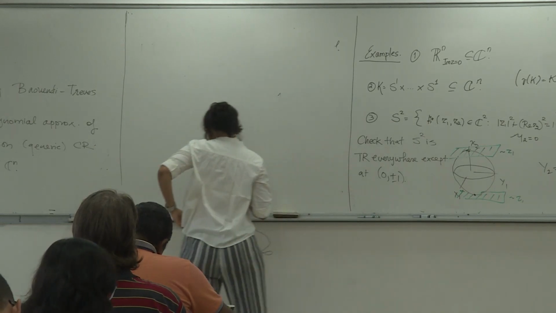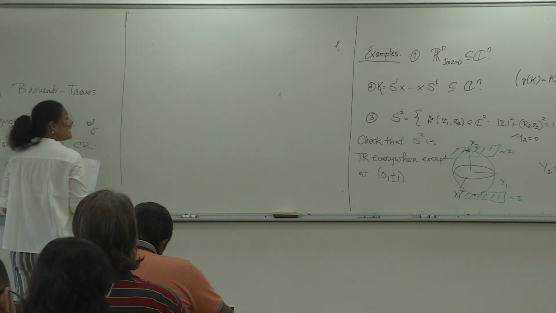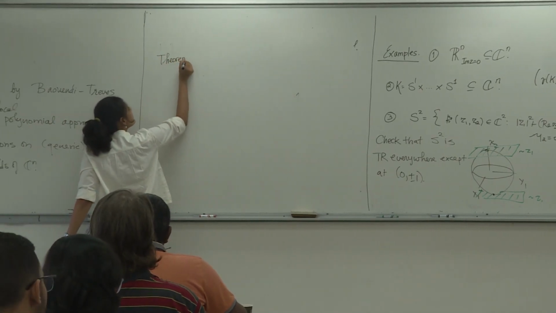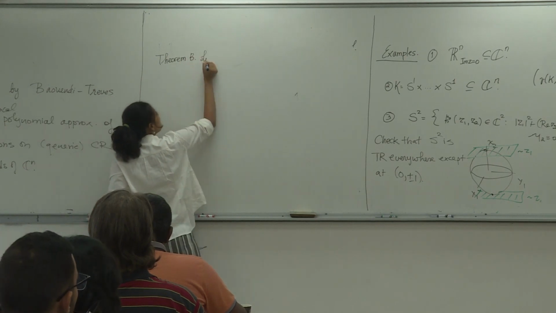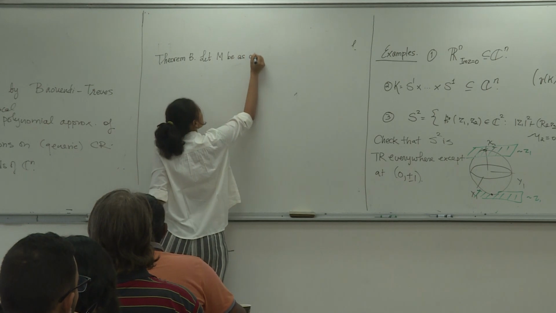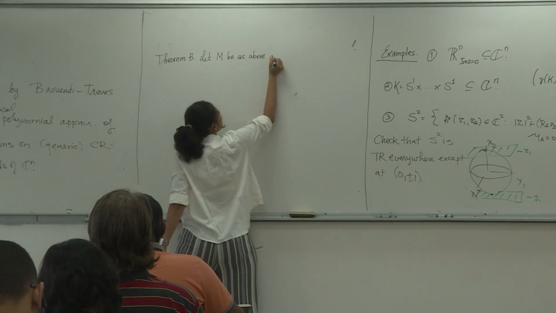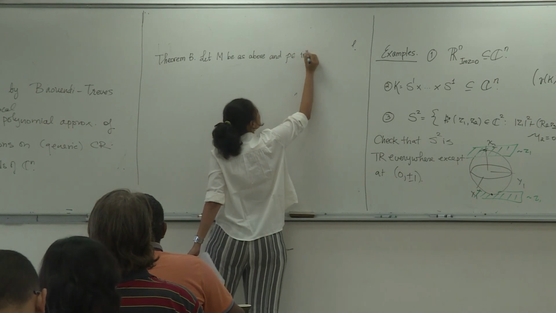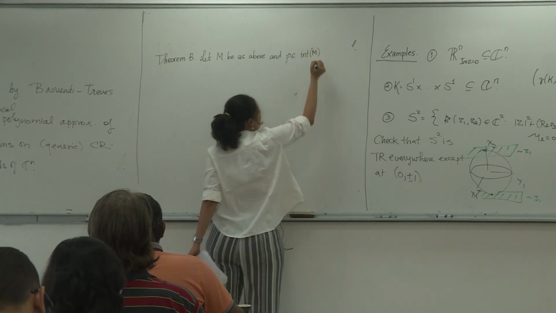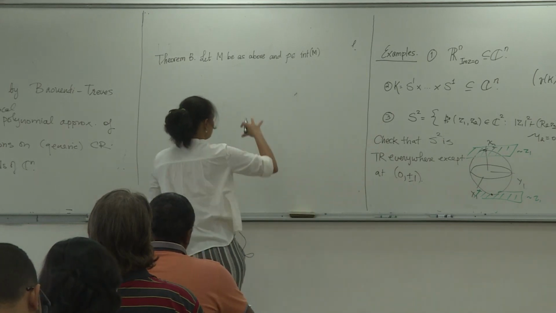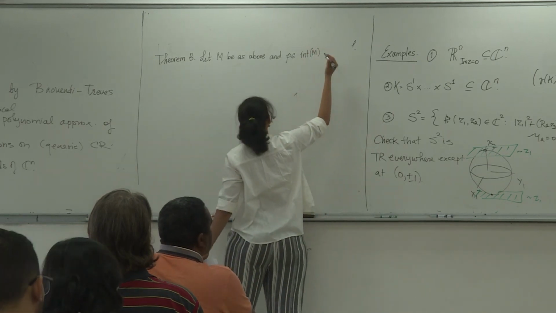Okay, so what is the statement? Theorem B, which is the local version. Let M be as above, and P be in the relative interior of M. What I mean is that, of course, I've allowed boundary. I'm not going to worry about that. So P is somewhere in the relative interior of M.